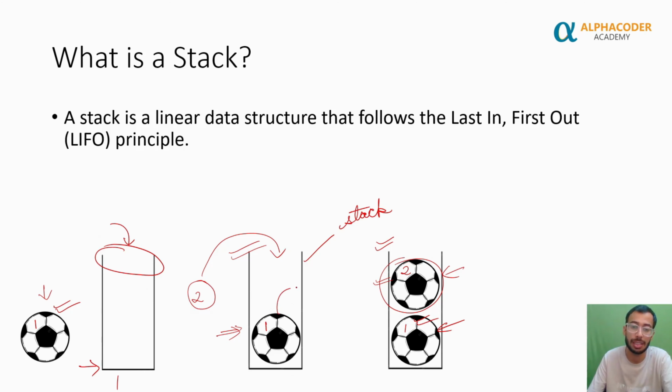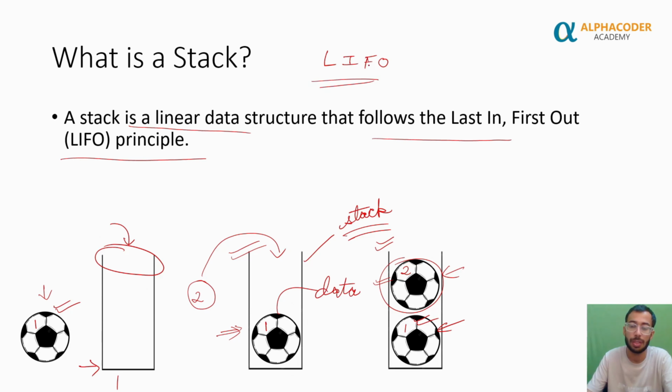The balls are basically the data that you have. Now the data can be numbers, it can be your name, my name, anything it can be, right? And the stack is basically the way we are storing the data. So that's why stack is basically a linear data structure that follows the last in first out principle. Now this is a very important interview question, and a very important concept to understand: what exactly is last in first out?